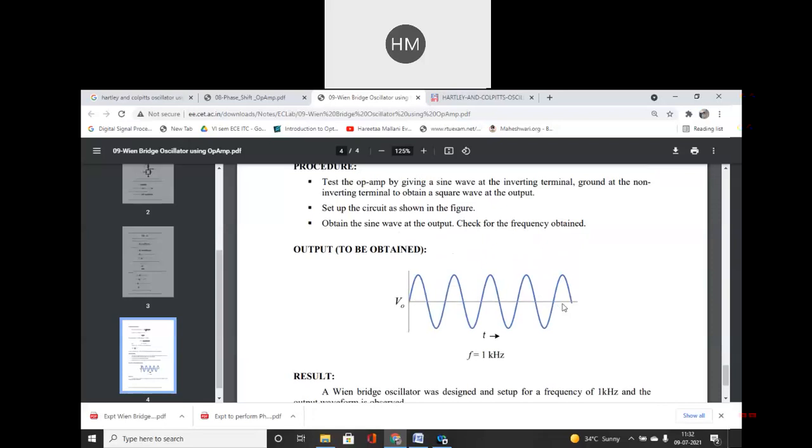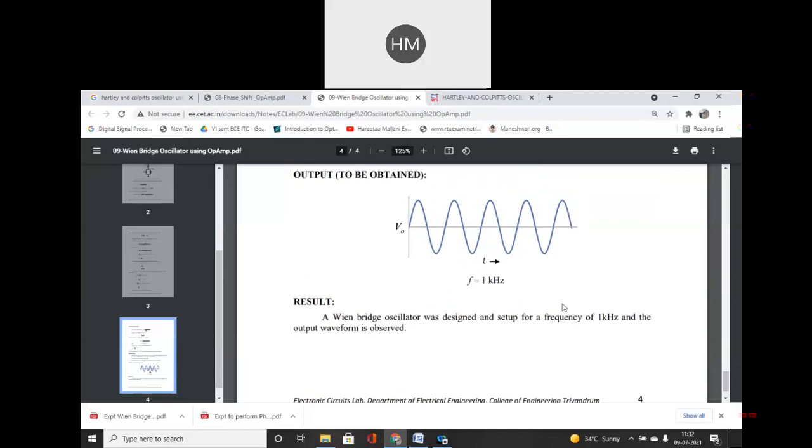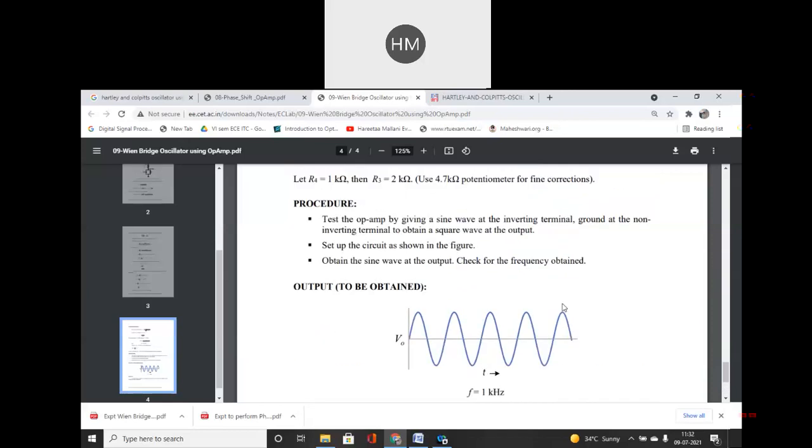So Wien bridge, RC phase shift oscillator, Hartley oscillator, Colpitts oscillator, any two you can perform in your copy. It is really very good to perform all these circuits. So if you have any doubt, you can discuss, students. Then in the next class we will discuss the other experiment. And then your file submission will start. So please be prepared with your file.